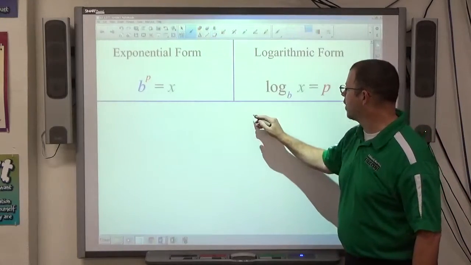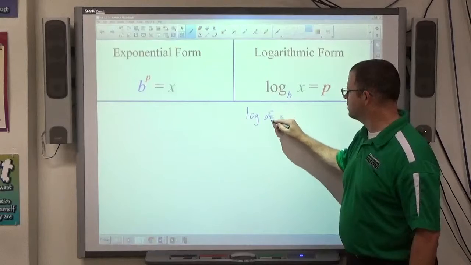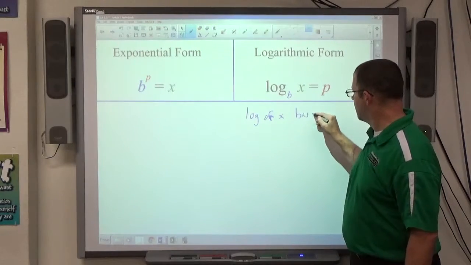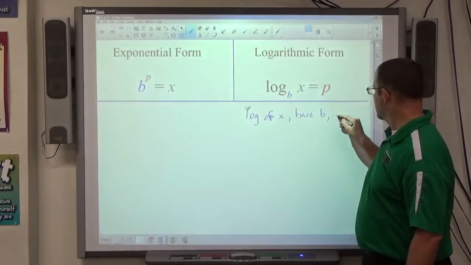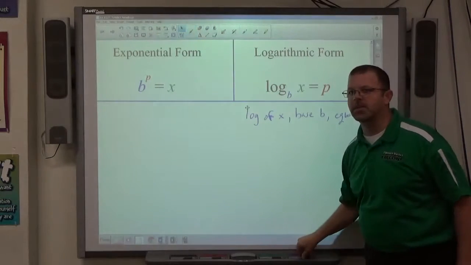Let me start off with the correct way to read this. Log of x base b equals p. That's how you read that statement.